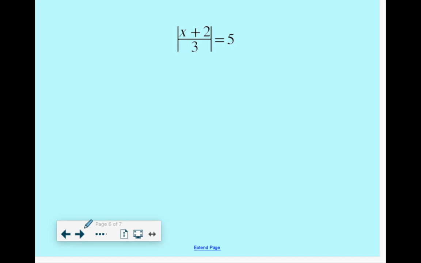Okay, what is outside of the absolute value? Nothing. So you actually don't have to do that first step. This is one where you can just split it up from the beginning. x plus 2 over 3 equals 5. And x plus 2 over 3 equals -5.